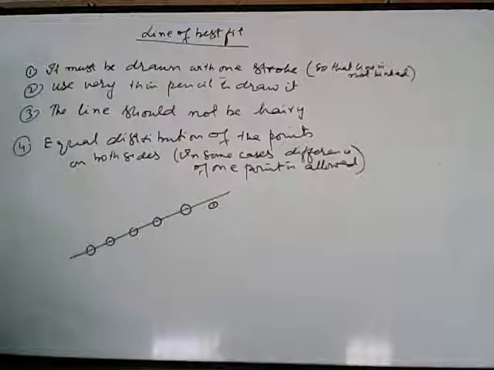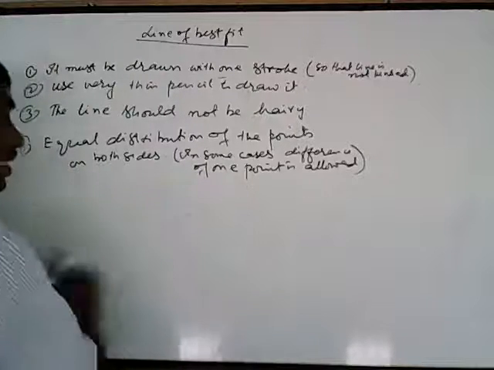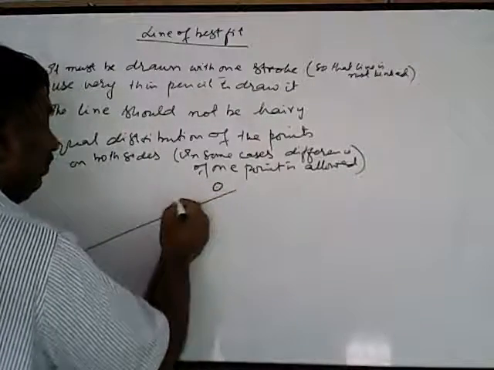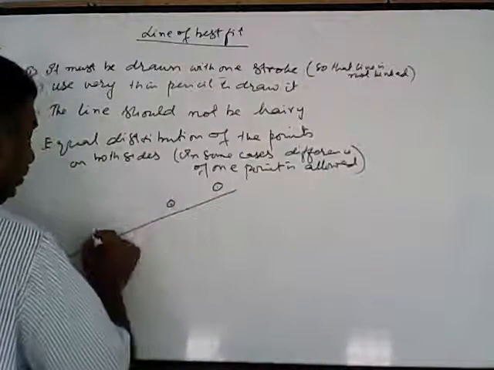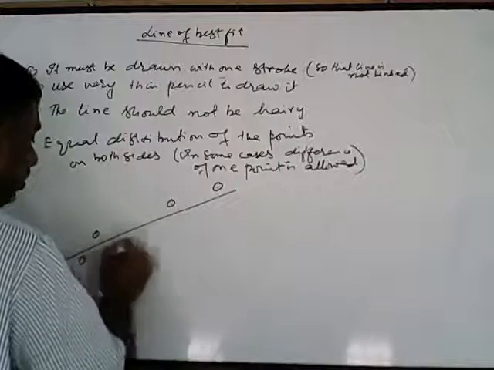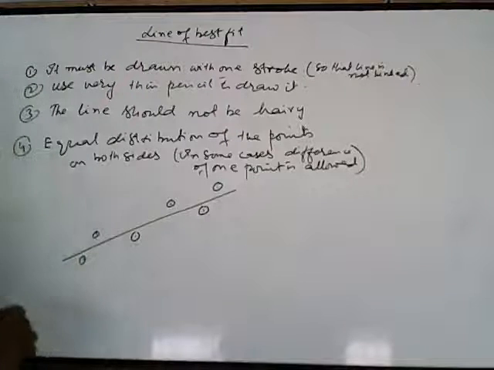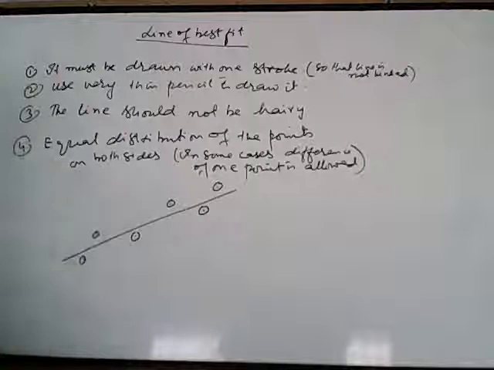So I can always say that the distribution must be proper. Even it can happen that none of the points is on the line. You can see, none of the points is on the line, but it's the line of best fit. 3 points up and 3 points down, so that the average is the same line. In this way, you can always draw the line of best fit.